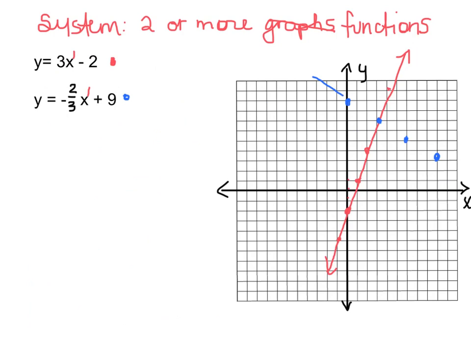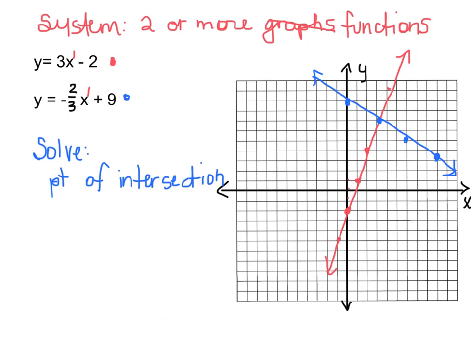So just graphing this system gets me 2 graphs. If I ask you to solve the system, I am looking for the point of intersection. That point is very obviously right here, dead in the center. There's my point of intersection. It is the point 3, 7. So my point of intersection is 3, 7.